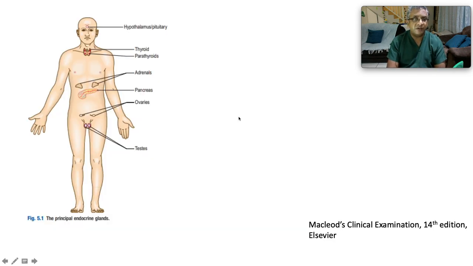All right, the principal endocrine glands are shown here. So on the top, we have the hypothalamus and the pituitary. The pituitary is the master endocrine gland. It has the anterior portion and the posterior portion. Then going to the neck, we have the thyroid. And of course, at the four poles, we have four beautiful parathyroid glands.